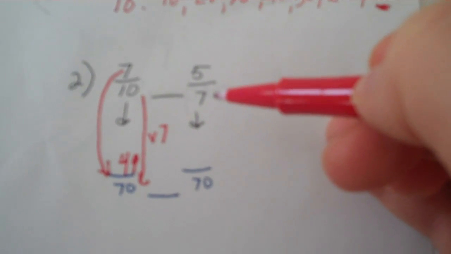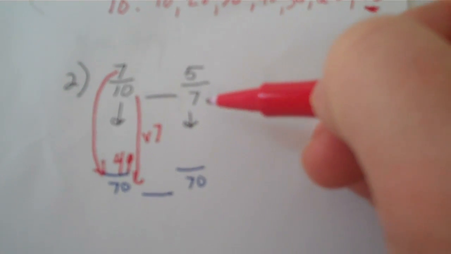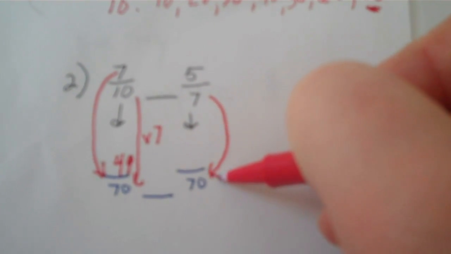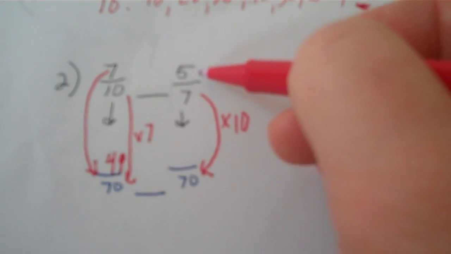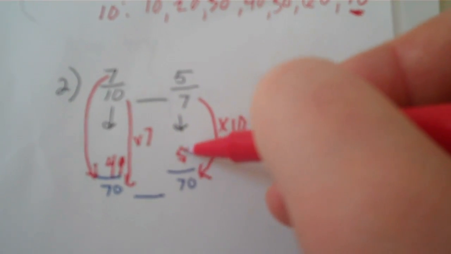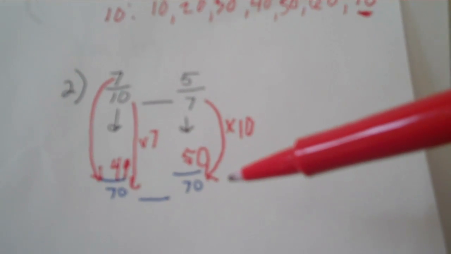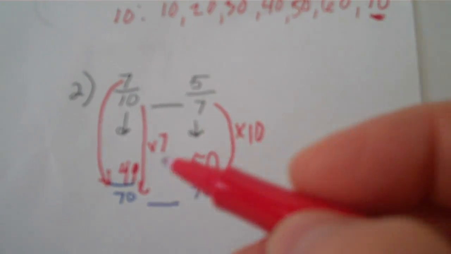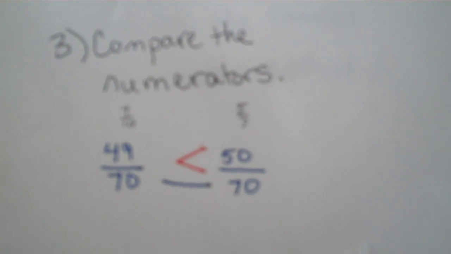Over here we need to change 5/7 into a fraction that has 70 in the denominator. I can see that with the denominator I needed to multiply by 10. So that means that with the numerator I also have to multiply by 10. And 5 times 10 is 50. So we've got 49 70ths over here and 50 70ths over here. When I compare the numerators, I can see that 50 70ths is bigger.